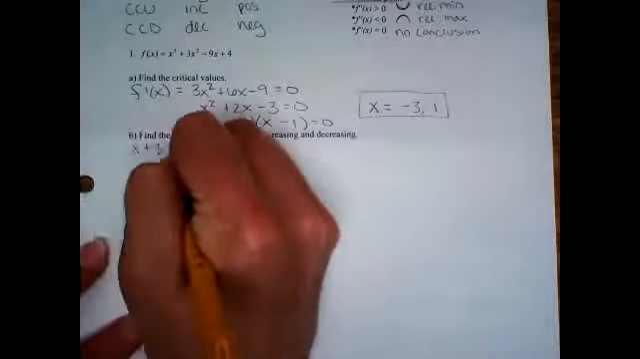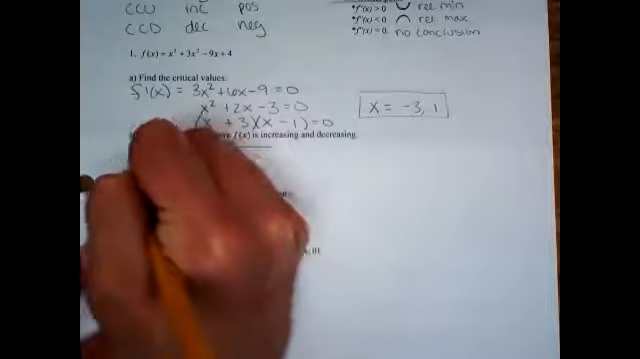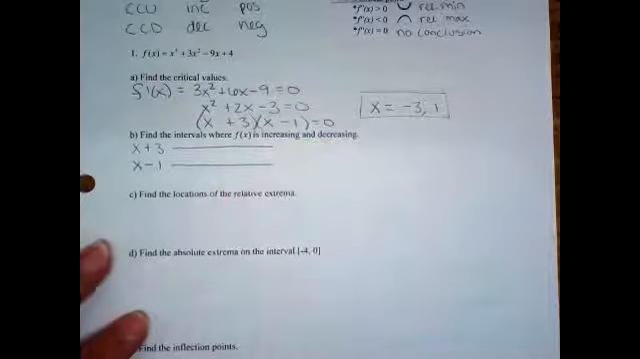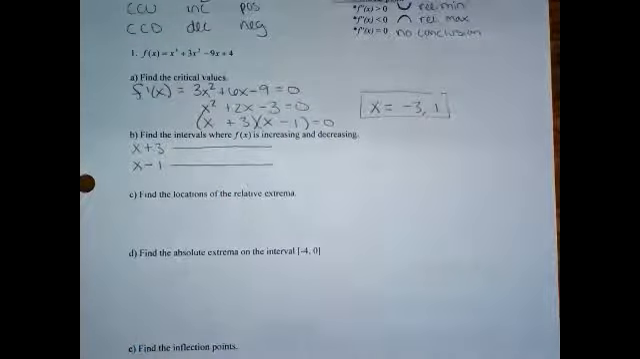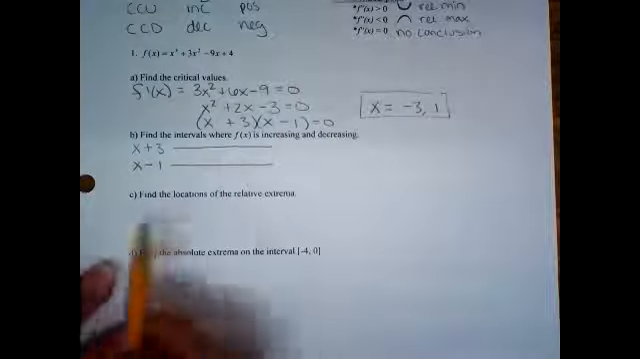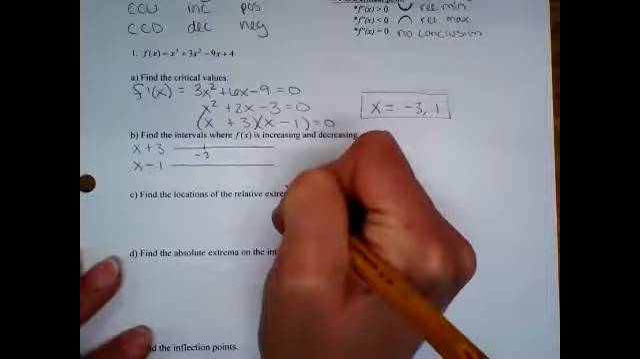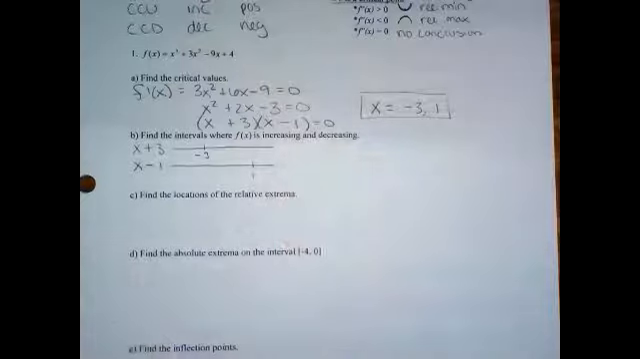All right, increasing and decreasing number lines for each of these. So make a number line for your x plus 3 and a number line for your x minus 1. So x plus 3 is going to change at -3. X minus 1 is going to change at 1. You can pick test numbers to see whether it's positive or negative in each section.